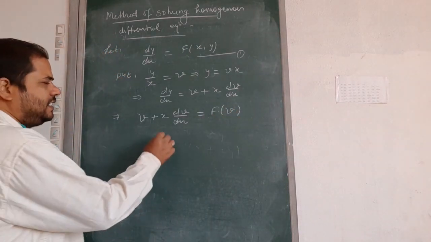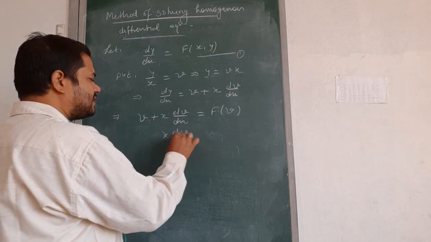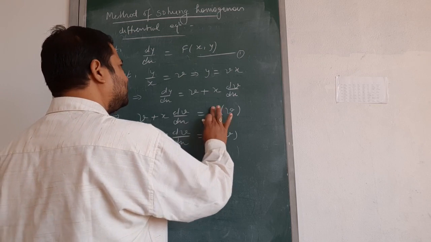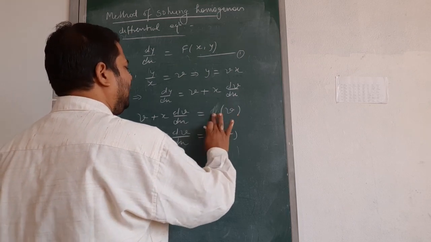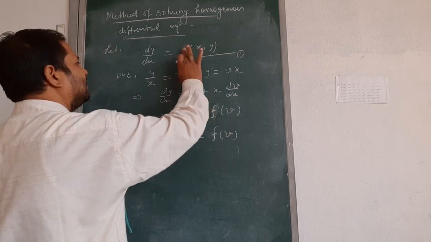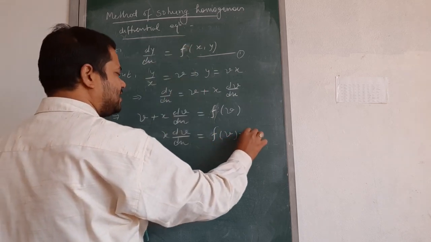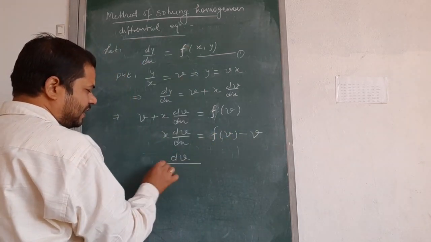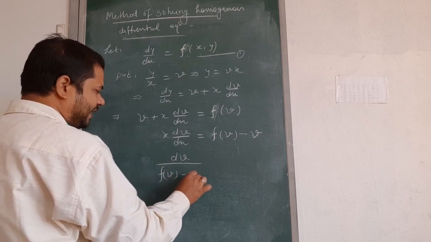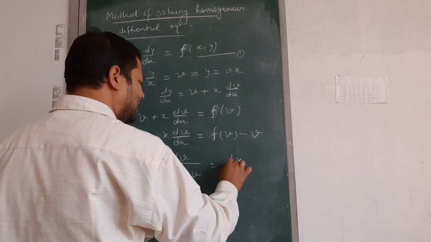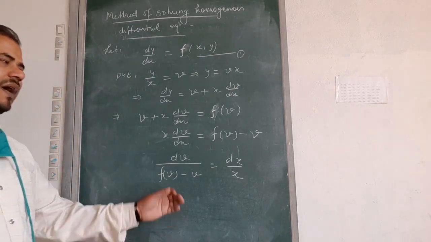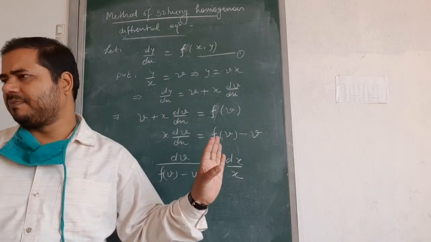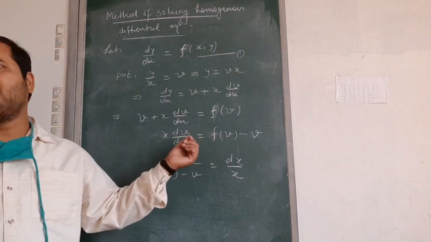Okay, and then x dv by dx is nothing but f of v minus v. So dv upon f of v minus v is equal to dx upon x. That means variable separable. Before that I had already taught variable separable. That means you separate the variables.